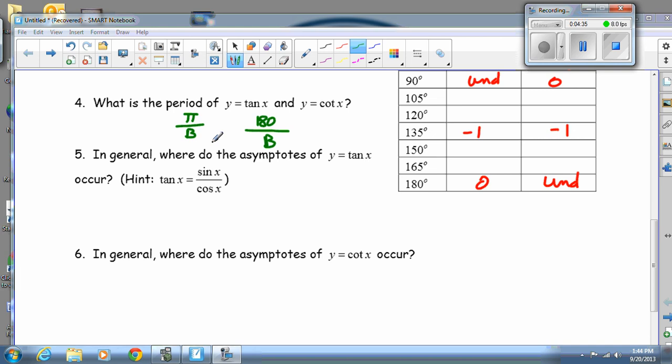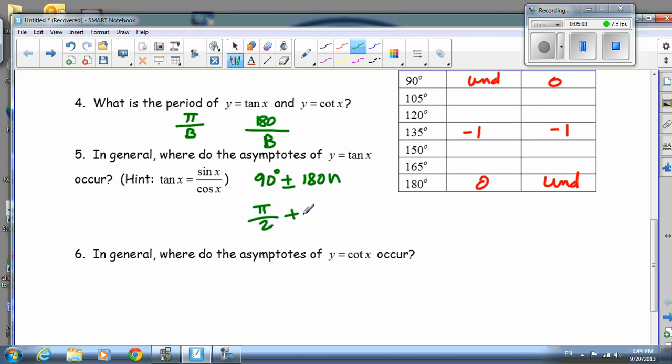In general, where do the asymptotes of y equals tangent x occur? Now, tangent is sine over cosine. To know where you will have an asymptote, think of what makes the cosine equal to 0. What makes the cosine equal to 0 is 90 degrees. So it will occur every 90 degrees plus or minus 180n, of course. Or you can always say pi over 2 plus or minus pi n. Keep in mind, what makes the cosine 0 is 90 degrees, or pi over 2. If we want to do the same thing for the cotangent, it is cosine over sine.